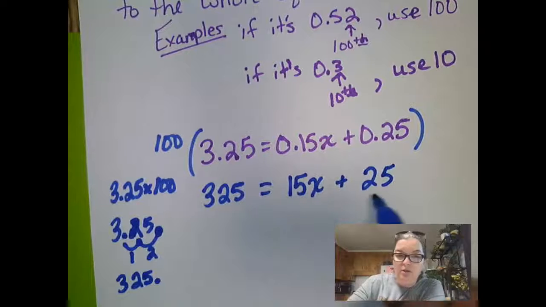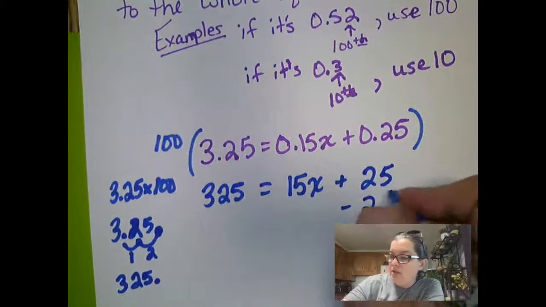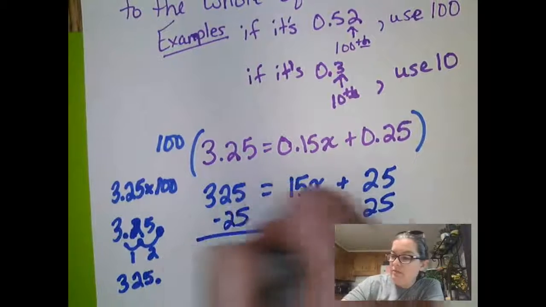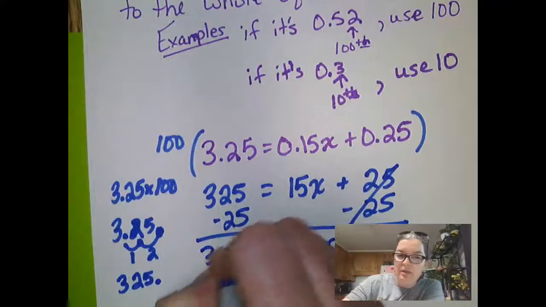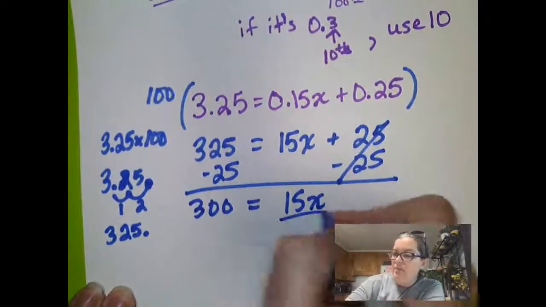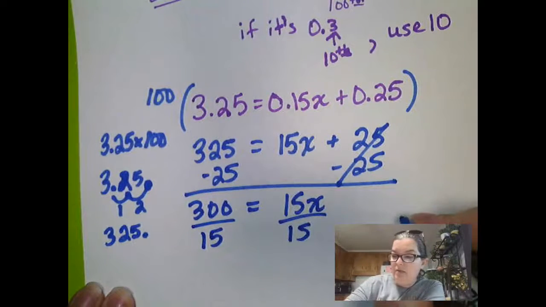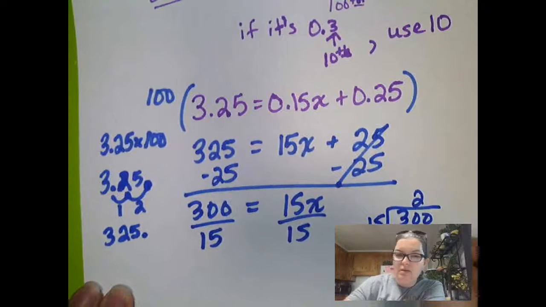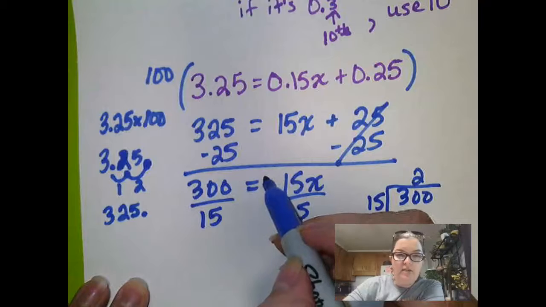Now you know what to do with this, because this is an integer equation. We subtract the 25 from both sides. We have the 15x here. We have the 300 here. Y'all following along? And then we divide both sides by 15. And technically this is what we did: 300 divided by 15. This is just exactly what we did. We just made it a little bit smoother, okay?